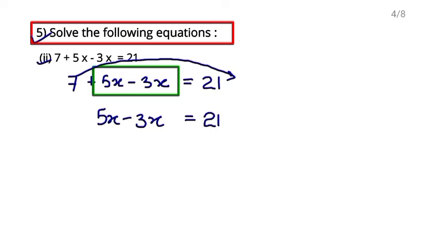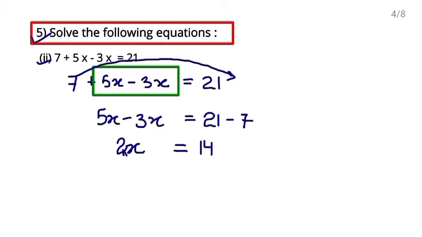7 after moving to this side will become a minus sign. Now solve them, because these are like terms, right, and the signs are different, so we will subtract them. 5x minus 3x is 2x. 21 minus 7 is 14. 2x means 2 multiply x, right?